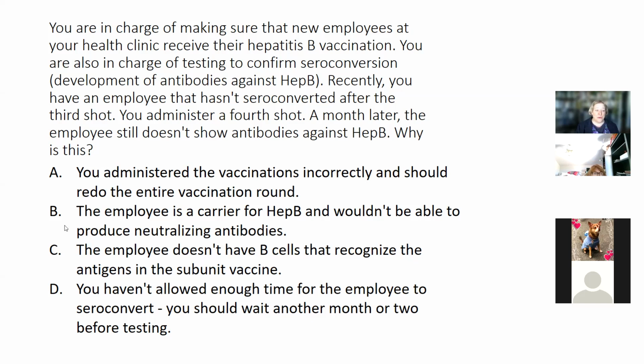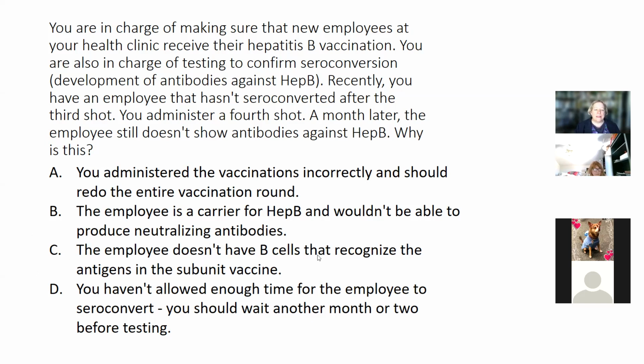Okay, the favorite answers were the employee and the carrier for hepatitis B wouldn't be able to produce neutralizing antibodies, and the employee doesn't have B cells that recognize the antigens in the subunit vaccine. So this is something that we would definitely screen for. It is a possibility, because folks who develop chronic hepatitis B, for whatever reason, are not able to clear it out of their system. Part of that is whether they're able to produce neutralizing antibodies. They're able to produce some, but they're not producing them in large numbers. So this one, yeah, you would definitely check.